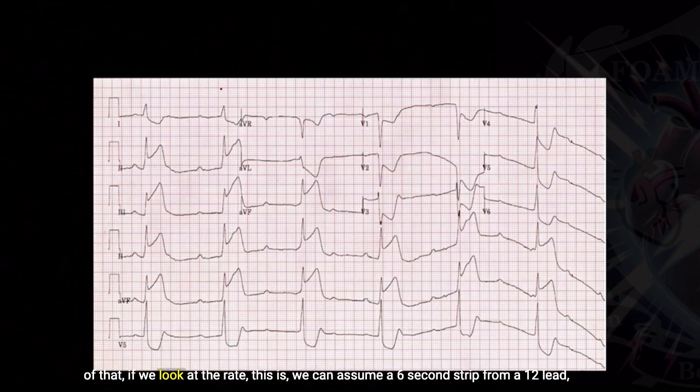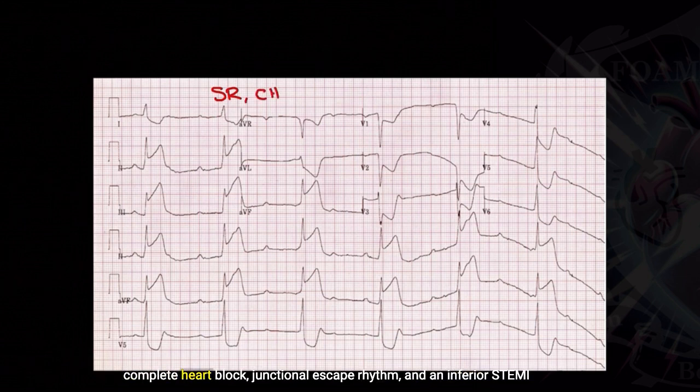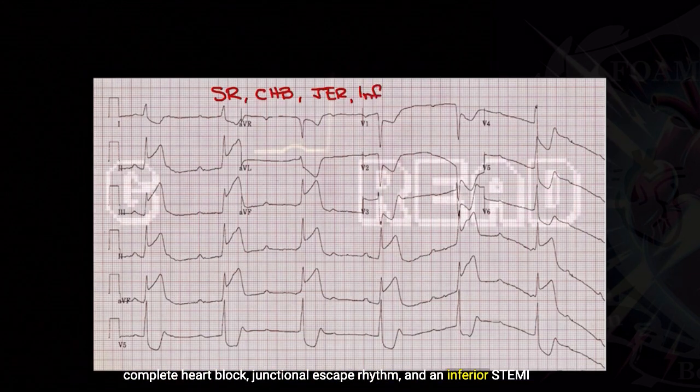On top of that, if we look at the rate, we can assume a 6-second strip from a 12 lead. We see 6 overall complexes, roughly giving us a rate somewhere between 50 and 60. That falls within the junctional escape rhythm range, and we have narrow QRS complexes. So the total interpretation for this is a sinus rhythm with a complete heart block, junctional escape rhythm, and an inferior STEMI.